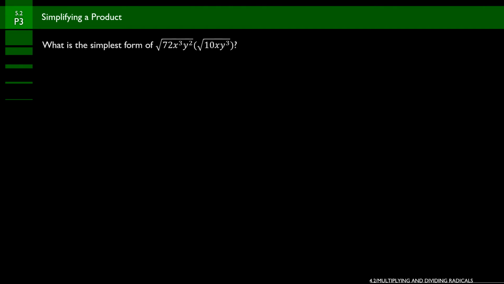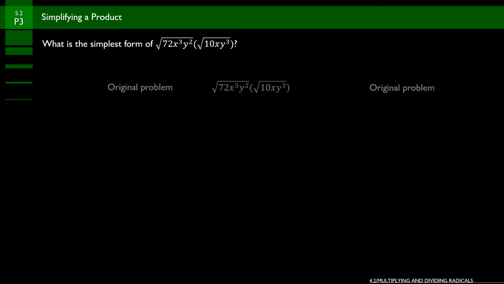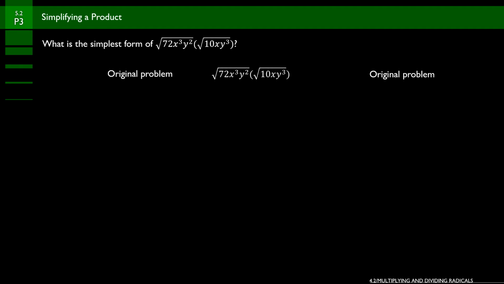Next up, we've got what is the simplest form of the square root of 72x cubed y squared times the square root of 10xy cubed. With this, there's going to be multiple ways that we can do this. So I'm going to show you 2 of the ways that this can be done. The first way, we can just go ahead and multiply everything through.